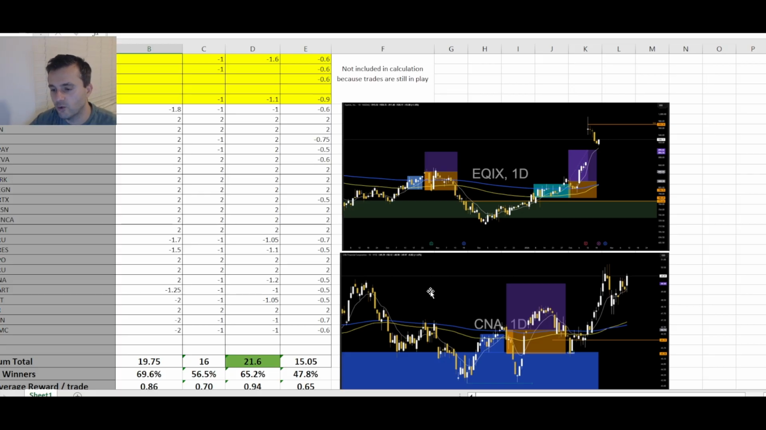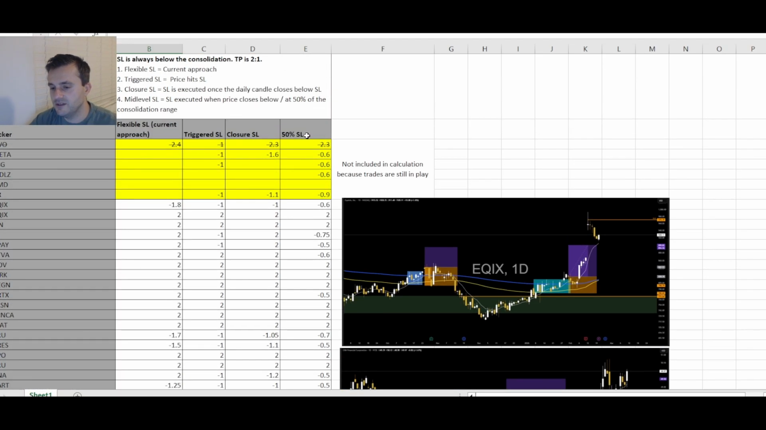And then the fourth method is the 50% stop loss. What does this mean? This means that we create a stop loss somewhere at the 50% of this consolidation range, somewhere halfway, which means that if the candle comes below 50% and closes below or at that 50%, then I exit the trade. So that just tells you that you minimize the loss.